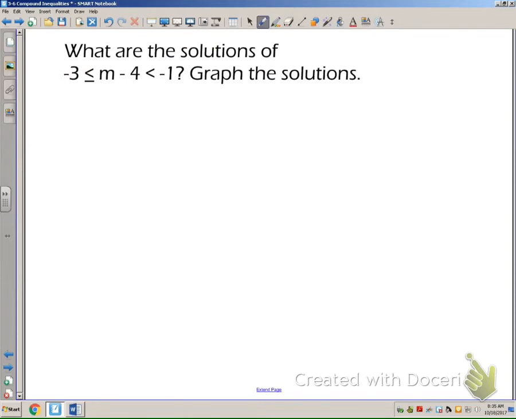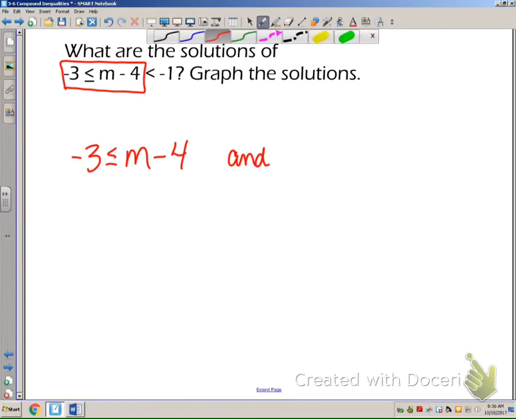Okay, so let's look at this one. This sometimes gets a little bit confusing when it's written all as one. I have students that don't remember to break it apart. So I'm just going to go ahead and take it out chunk by chunk. We've got negative 3 is less than or equal to m minus 4. So that's that part. And I know I need the word and in between here because it's all pushed together. And then we've got this other piece here. The m minus 4 is less than negative 1.